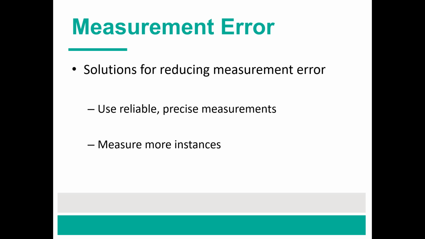Some solutions for reducing measurement error. First, use reliable, precise measurements. Measurement errors are reduced when researchers use measurement tools that are reliable, internal, interrater, and test-retest, and that are valid or have good construct validity. Another solution is to measure more instances. If researchers can't find a measurement tool that's reliable and valid, then the best alternative is to measure a large sample of participants. Random errors will cancel each other out with more people in the sample.